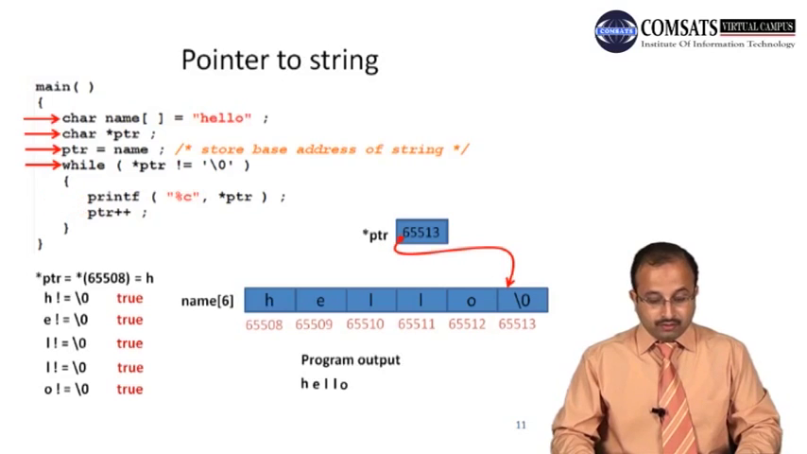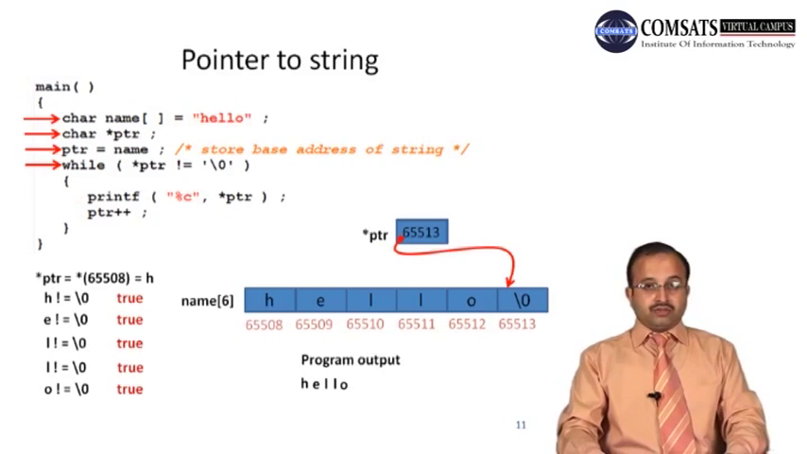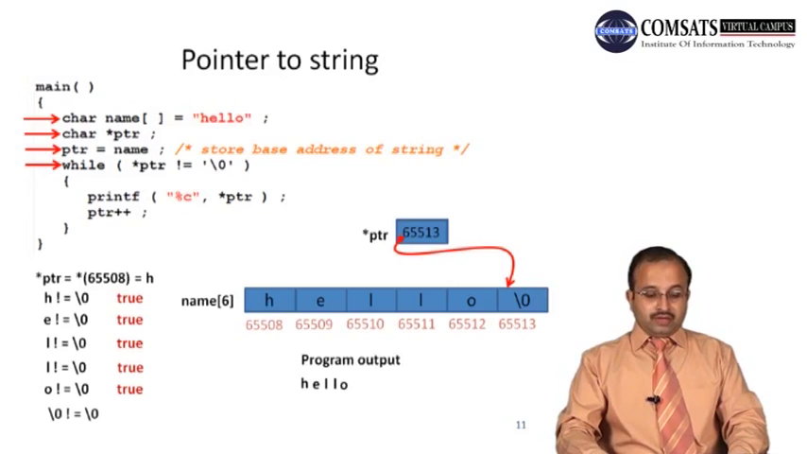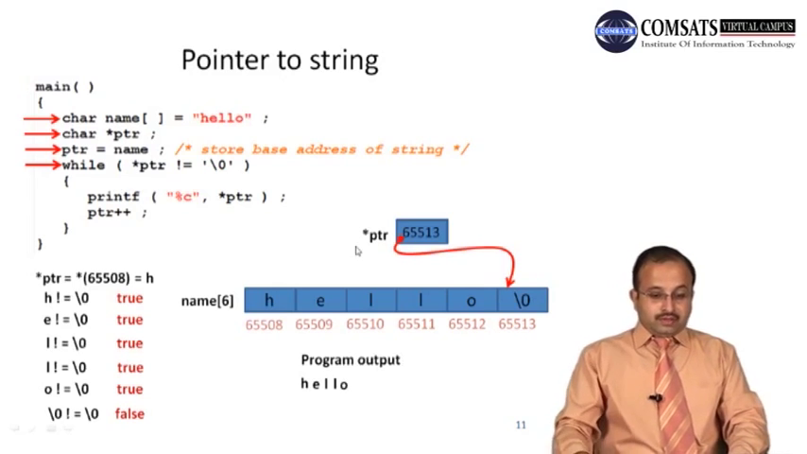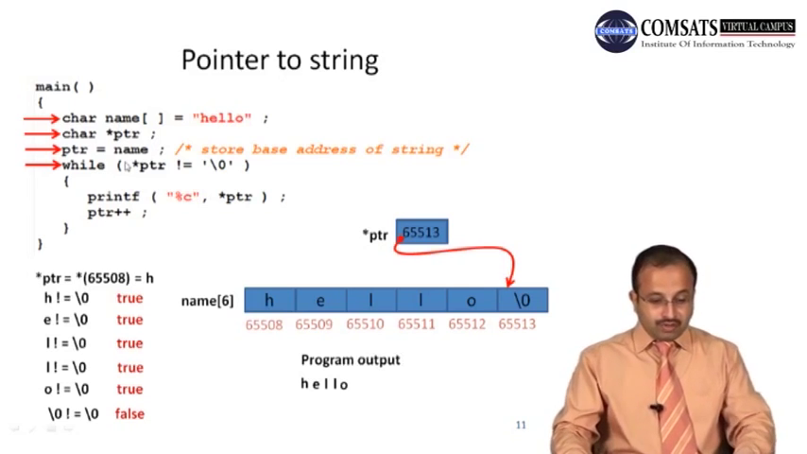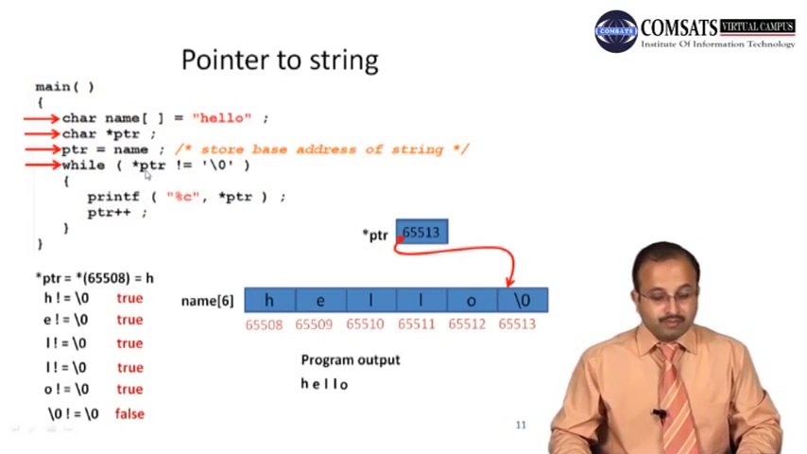Now in the while loop we are checking static PTR is not equal to null. So static PTR is null, so the condition becomes null not equal to null, and that is false, and the loop terminates. Control comes outside the loop. So this is a way you can print the string using a pointer. ठीक है, pointer के through भी आप string को print कर सकते हैं इस तरीके से.